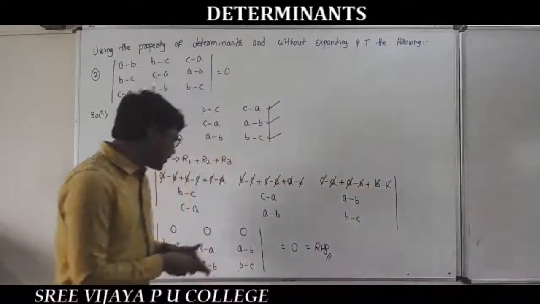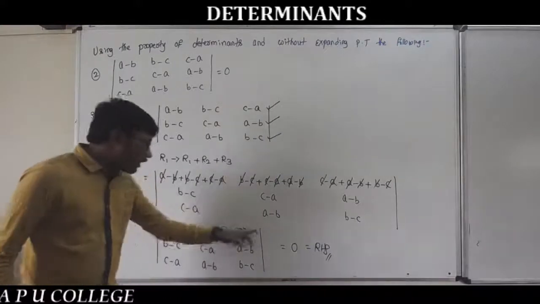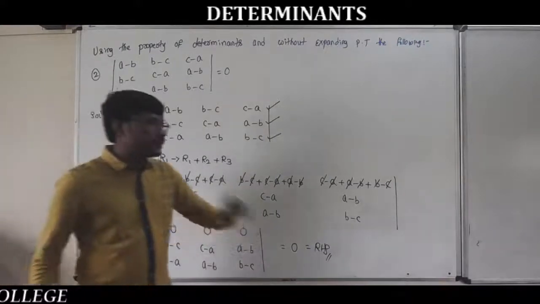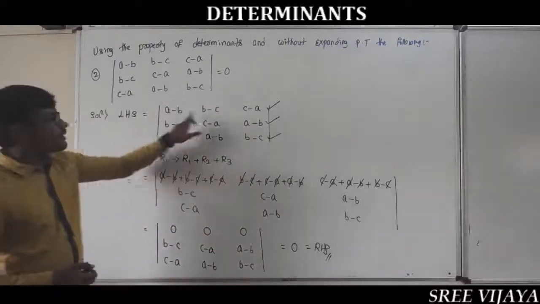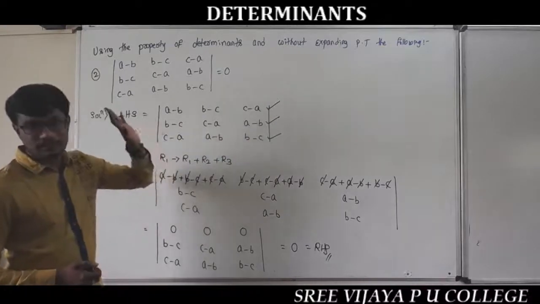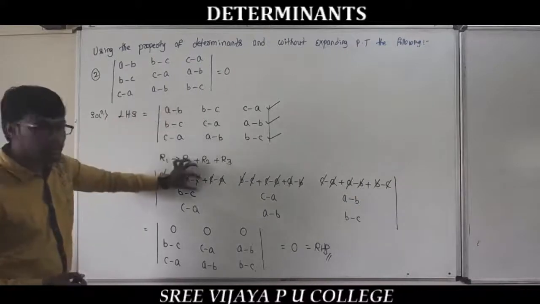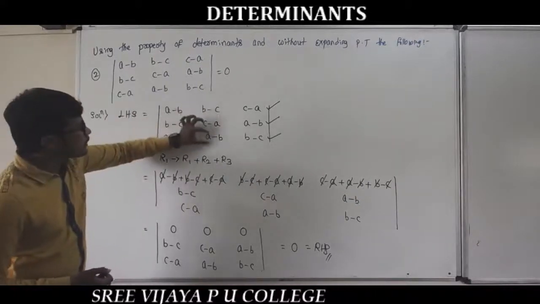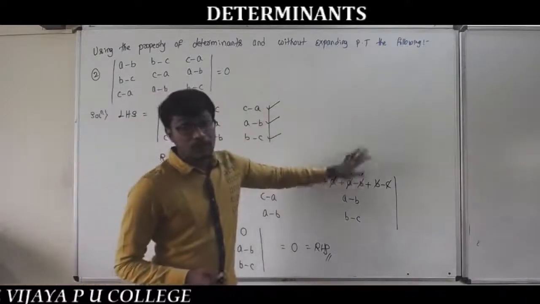In a determinant, if a row or a column has all elements 0, the value of the determinant is 0. So to make it 0, I am applying the elementary operation R1 plus R2 plus R3. That means first row plus second row plus third row.